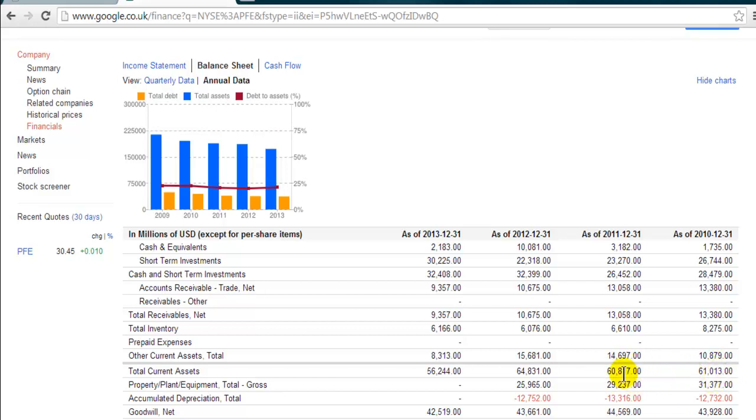From 61,013, it went down. In 2011, we have 60,817 millions of dollars. So it went down a bit, and then it zoomed up again at 64,831. You want to see the trend. Is it going up? Is it going down? And then in 2013, it dropped down big time. This is not good. First time 61, and then it dropped down, and then it recovered to 64.